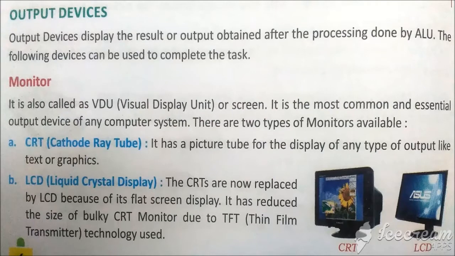Monitor. A monitor is used to display digital information on the screen. It is the most essential computer device. It is also known as a visual display unit. A monitor is basically divided into two types: CRT and LCD. CRT has a picture tube that displays any type of output, like text or graphics. CRT is very big compared to LCD, and it consumes a lot of space.